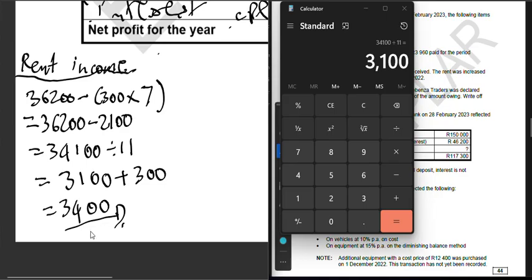Okay, so this is for 1 month. We only need 1 month. So this 1 month, ladies and gentlemen, we need to add it because it was not yet paid. We need to add it. So we have the rent here, the full calculation.